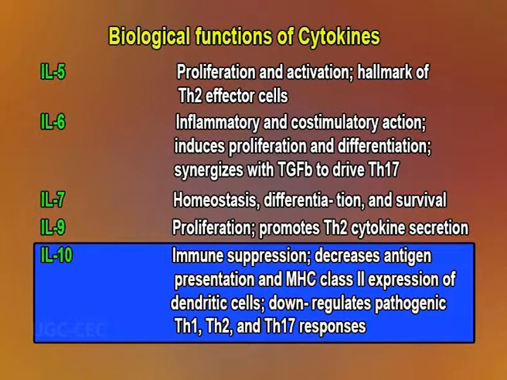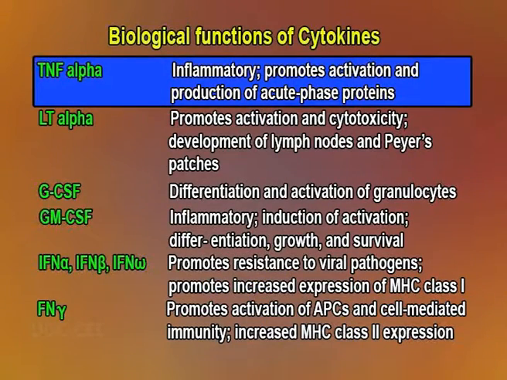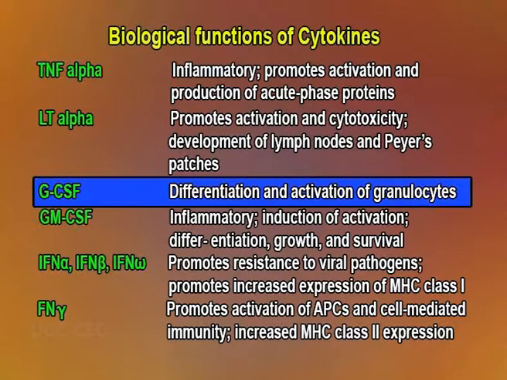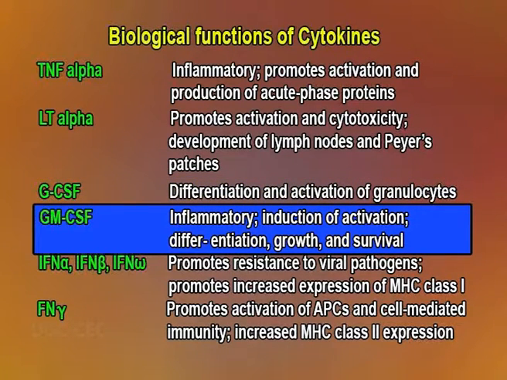Interleukin 10 is related with immune suppression, decreases antigen presentation and MHC class II expression of dendritic cells, and downregulates pathogenic Th1, Th2 and Th17 responses. TNF alpha is associated with inflammation, promotes activation and production of acute phase proteins. LT alpha promotes activation and cytotoxicity, and the development of lymph nodes and Peyer's patches. G-CSF is involved in differentiation and activation of granulocytes. GM-CSF is associated with inflammatory action, induction of activation, differentiation, growth and survival.